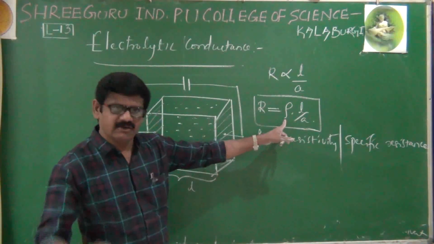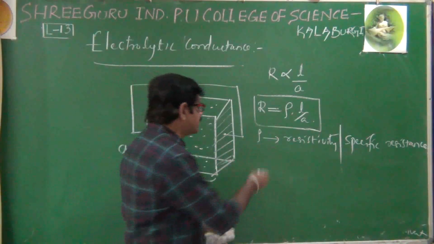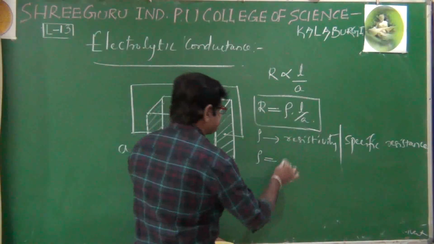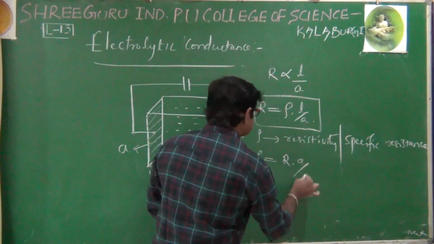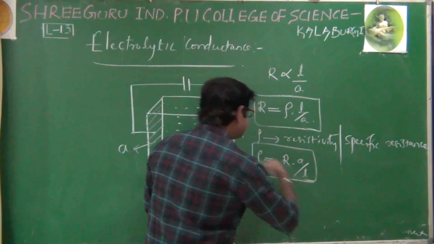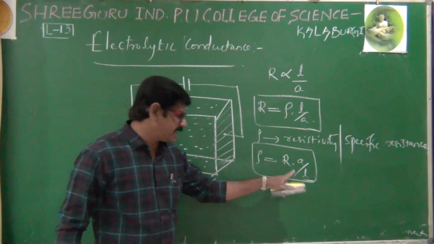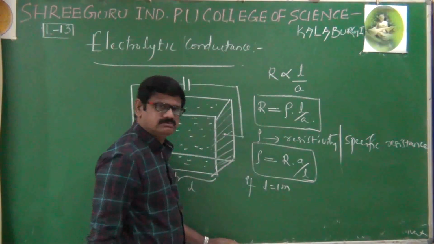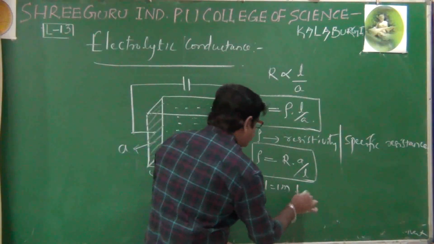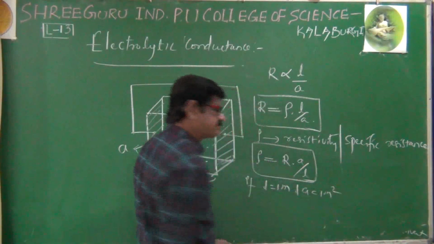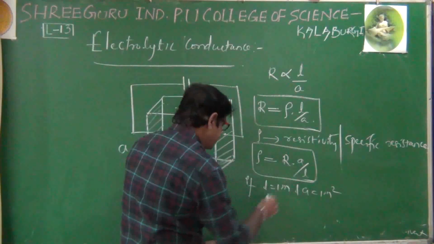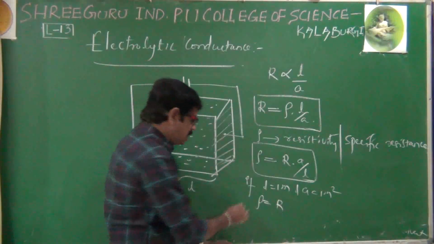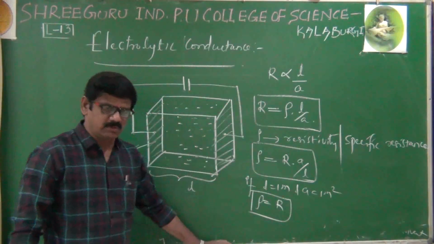Now, we have to define what is resistivity. That's why we'll bring rho to the LHS. Rho is equal to R into A by L, the formula for resistivity. Now, if I substitute length L as 1 meter and the area as 1 meter square, rho is equal to R into 1 by 1, nothing but 1, so rho becomes R.